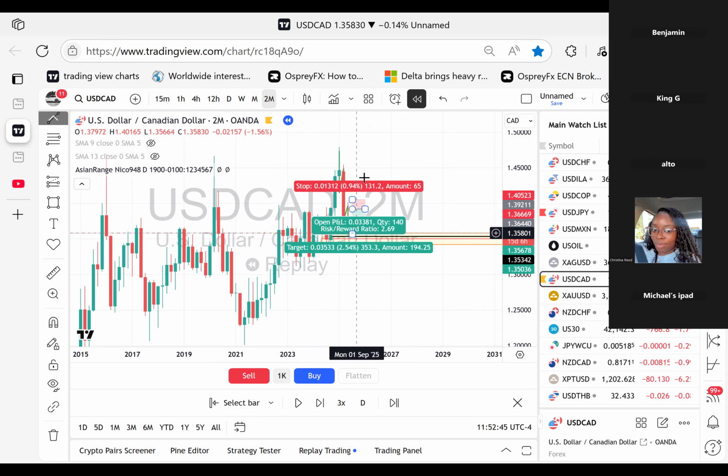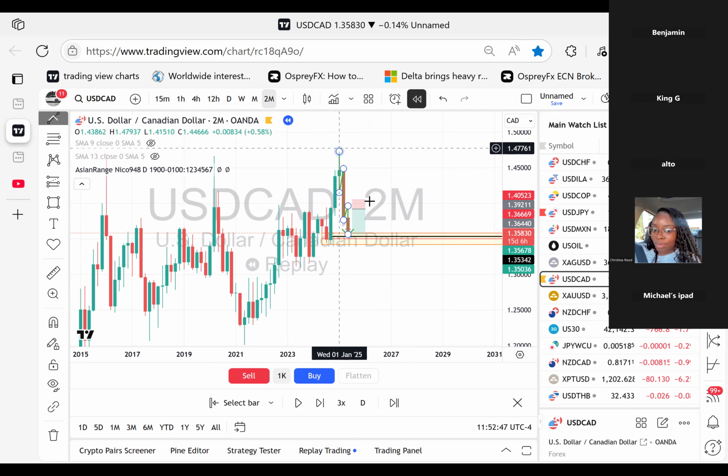Now, is it going to go to these highs? Maybe not. It might just go 200 pips up to sell further. But the point is, you're going to get a buy from this zone because you can see the structure.